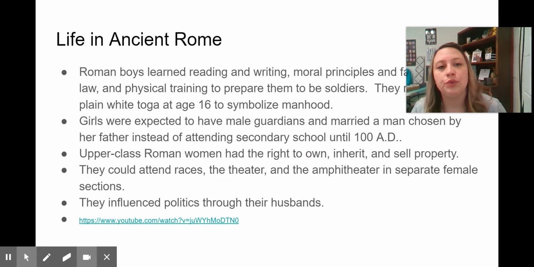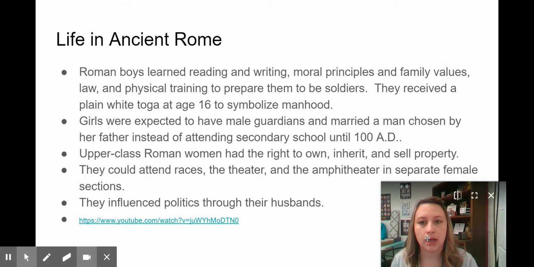So if you lived in ancient Rome, the Roman boys learned reading and writing, moral principles and family values, law, and physical training to prepare them to be soldiers. They got a plain white toga at the age of 16 to symbolize manhood, and that was kind of like their coming out. Girls were expected to have male guardians and marry a man chosen by their father instead of attending secondary school until 180. That was whenever things kind of changed.